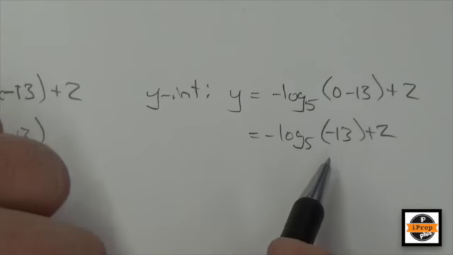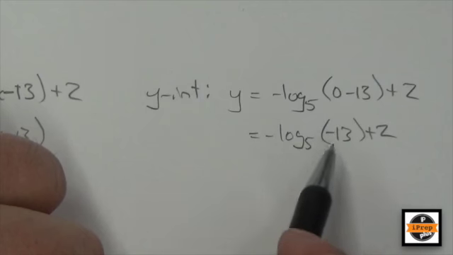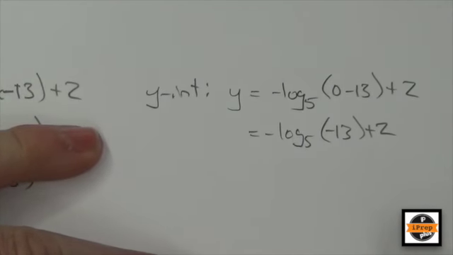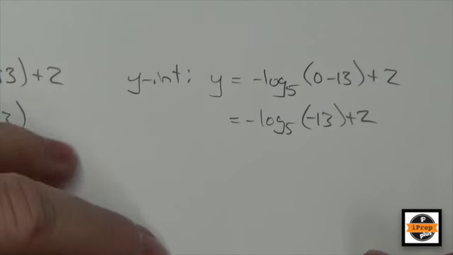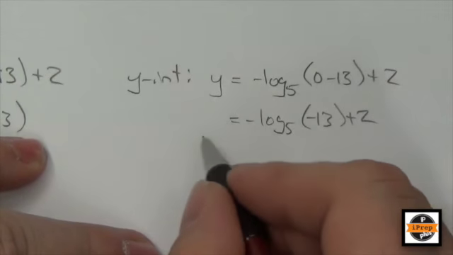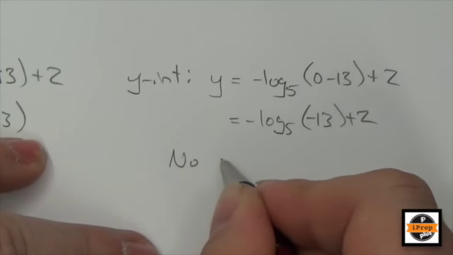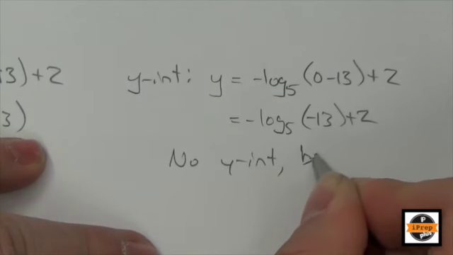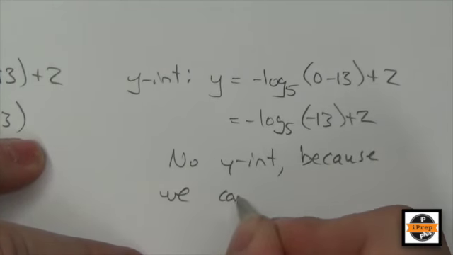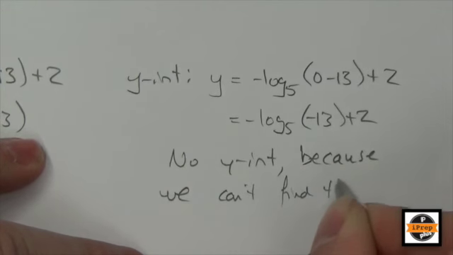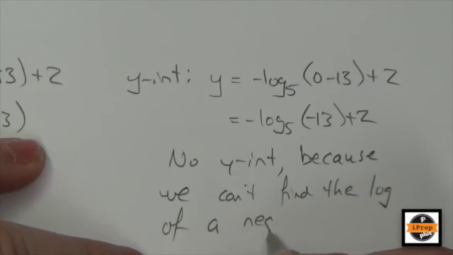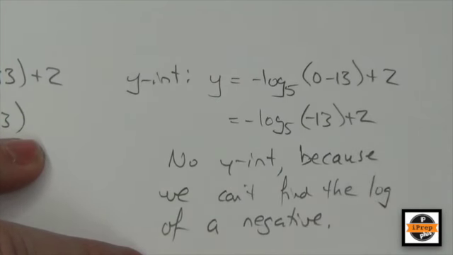And now we immediately run into problems here because, look, I cannot take the log of a negative. Okay, I'm not allowed to. There's a restriction there. At least not until you get to university and then you start looking at complex numbers. But for right now, can't do that. So we write this out here. There can be no y-intercept because we can't find the log of a negative. Okay, that is outside the domain.